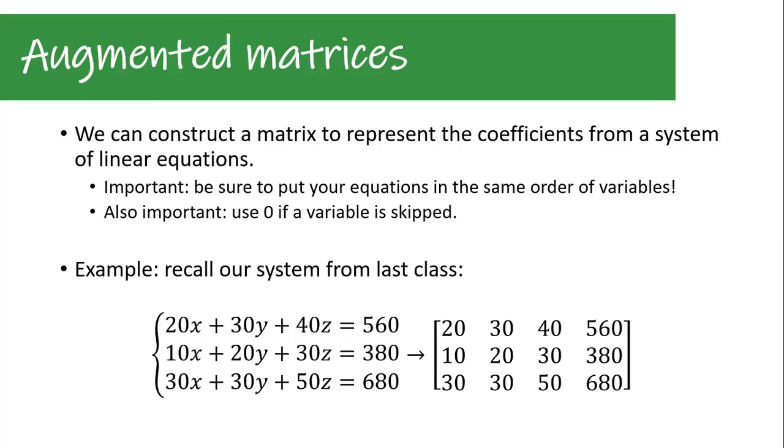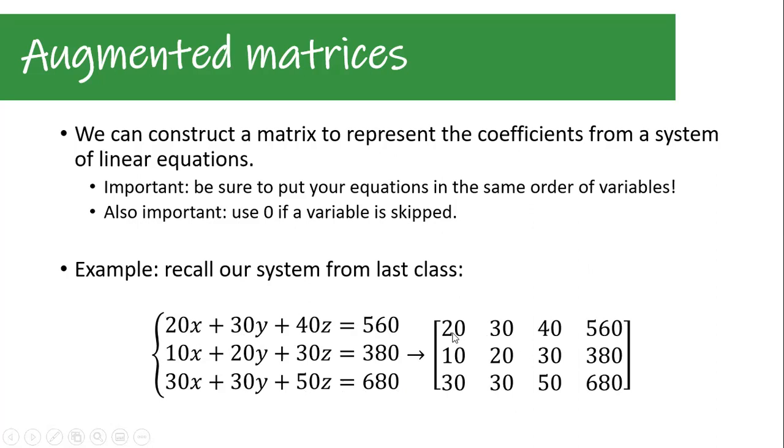So let's look at an example. Remember our system from last class where we were building sheds. We had the system over here on the left. 20x plus 30y plus 40z equals 560 was our first one, and so on for our second and third. We can represent these in a matrix. Specifically, this is an augmented matrix because our solutions over here, our answers, our constant terms, are also included in the final column. So 20x plus 30y plus 40z equals 560 becomes the first row in our augmented matrix.